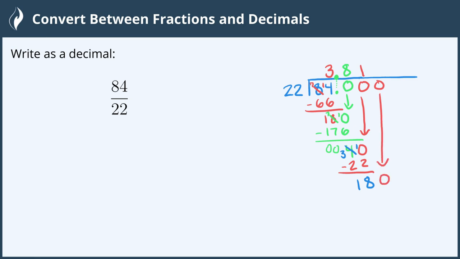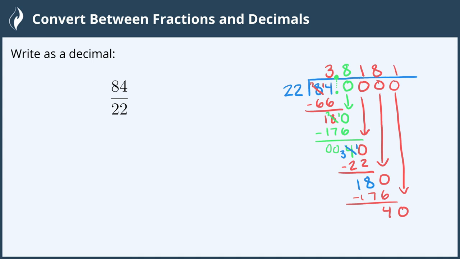180. But we already had 180, so we know that the answer is going to be an 8. And 8 times 22 is 176, which we already found. When we subtract, we got a 4. And so we'll put on another 0 and bring down the 0 to get a 40. But again, we have the same pattern. So we know this is going to be a 1.